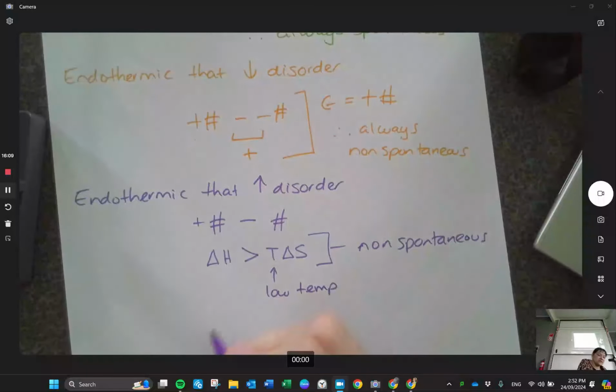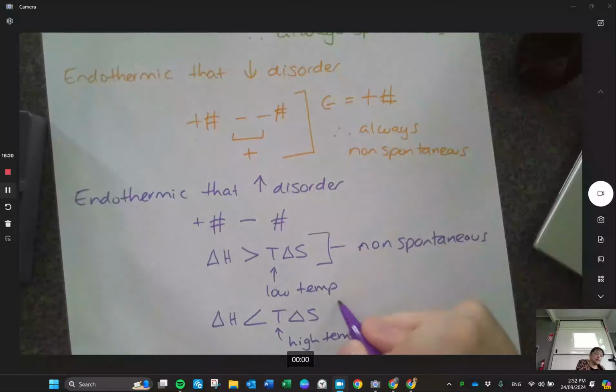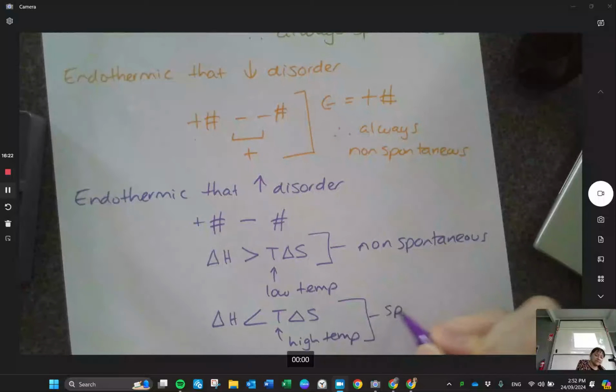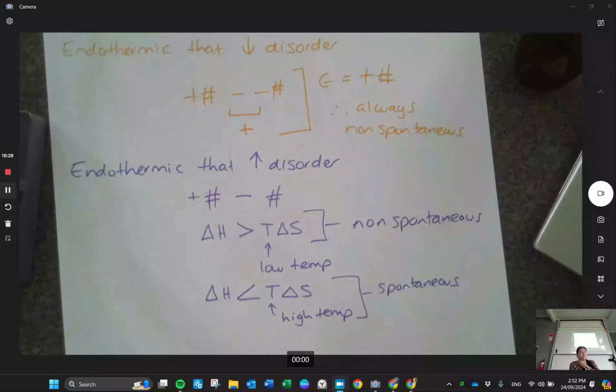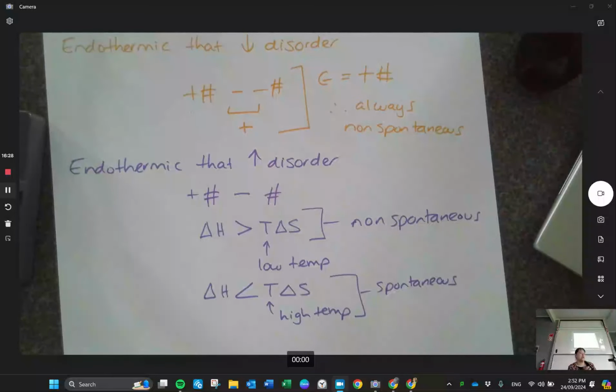What happens if I flip this around? Delta H is smaller than T delta S, and that, for example, is at a high temp. So it's going to result in a negative number, and so this one here would be spontaneous. And this was actually the question that you guys saw yesterday for that exam question. I'll pull it up in a second so you guys can see it.